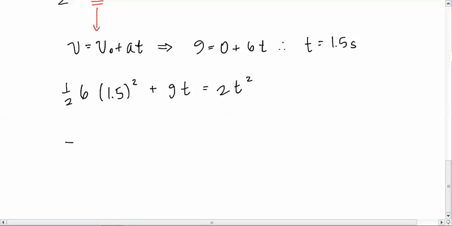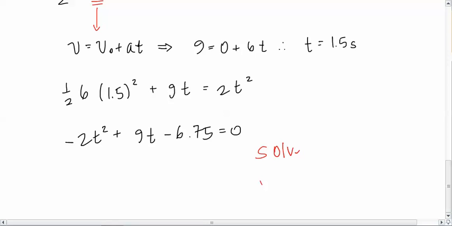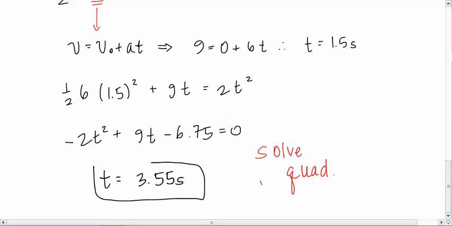So make a substitution. 1/2 6 times 1.5 squared plus 9t is equal to 2t squared. And this should give us negative 2t squared plus 9t, and this should be negative 6.75. And again, solve the quadratic. And I believe you will get again 3.55 seconds. I like the graph much better, but either works.